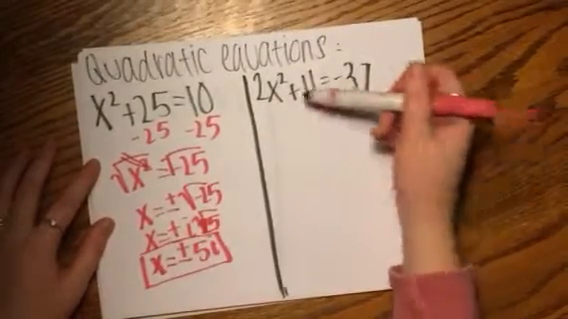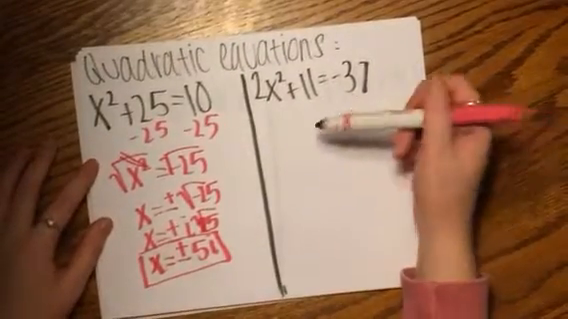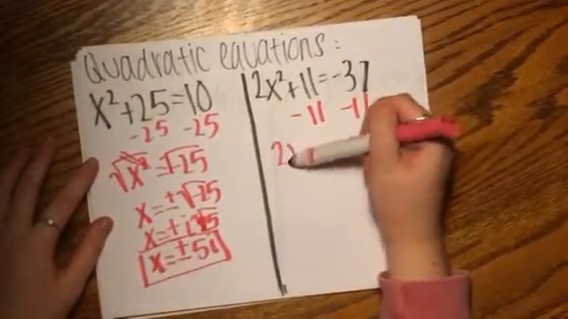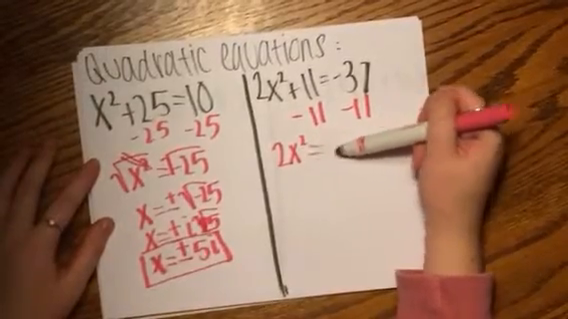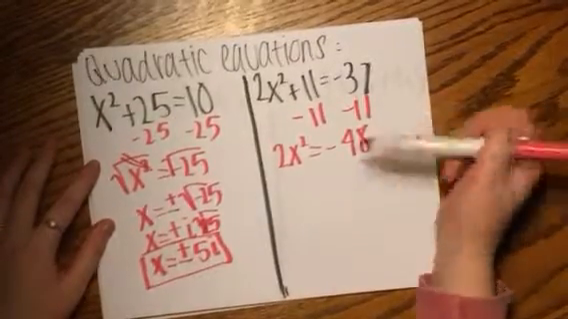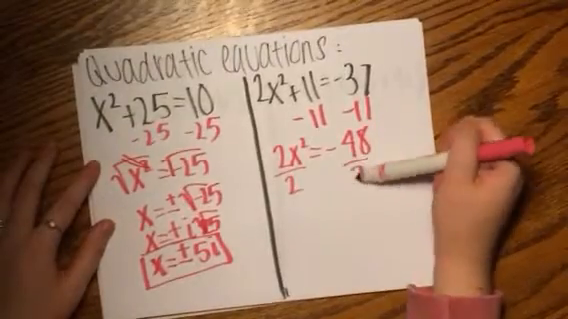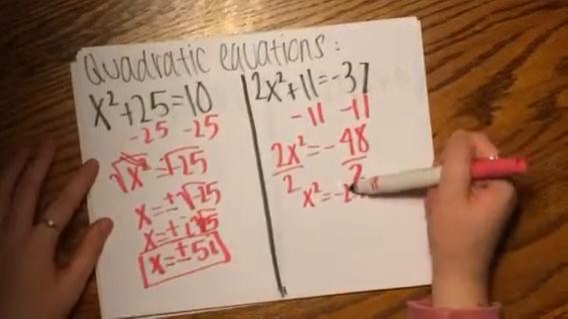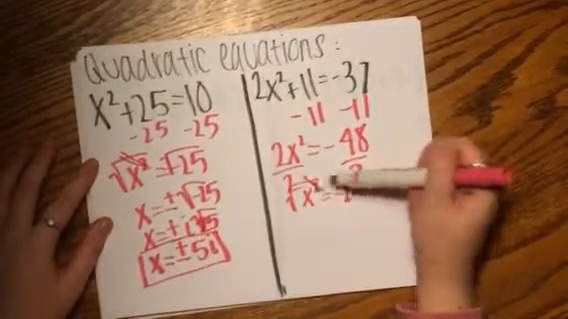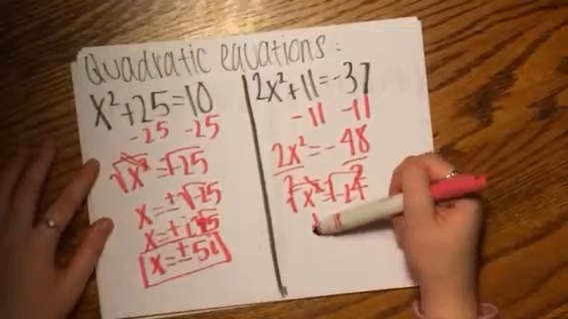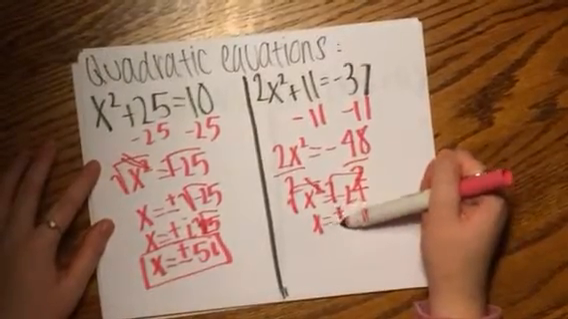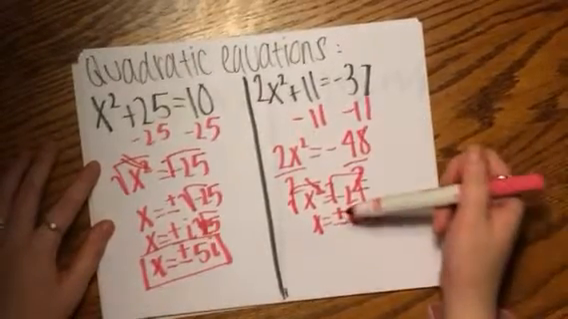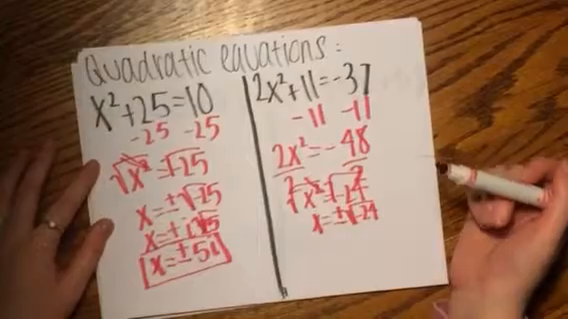So 2x squared plus 11 is equal to negative 37. We must isolate the variable, subtract 11 from both sides, and this gets us 2x squared is equal to negative 48. We then must divide by 2 on both sides, which gets us x squared is equal to negative 24. Then we must take the square root of both sides to isolate that variable, and we get x is equal to plus or minus the square root of negative 24. We have to do plus and minus again because we did the square root of both sides.